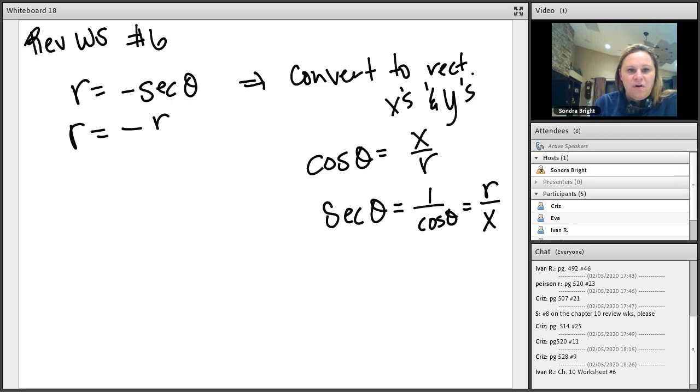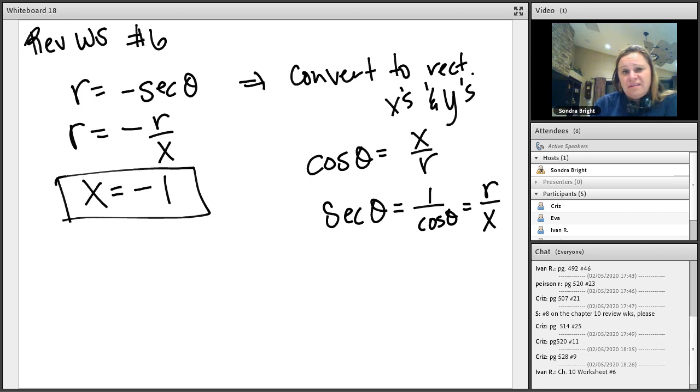This is a negative r over x, which means that now I can multiply both sides by x and divide both sides by r. And x equals negative 1 is the answer. I guess I skipped a bunch of steps, but I went times x so that those guys canceled, and then divide by r, you get x equals negative 1. What else?